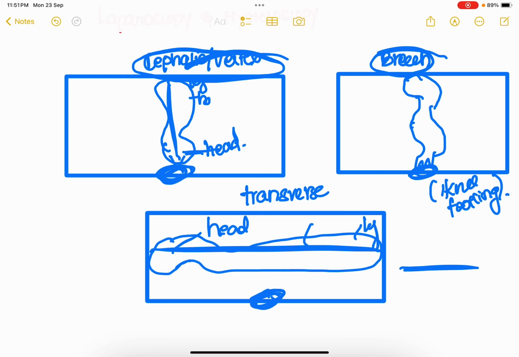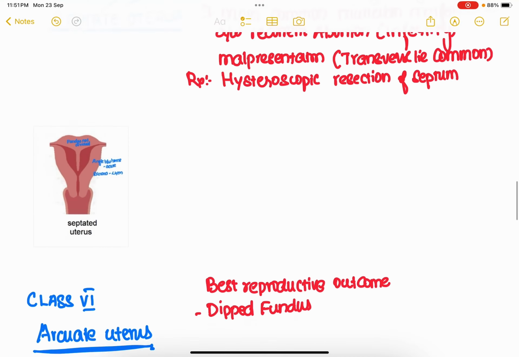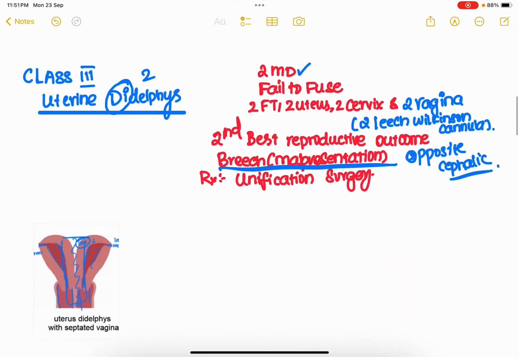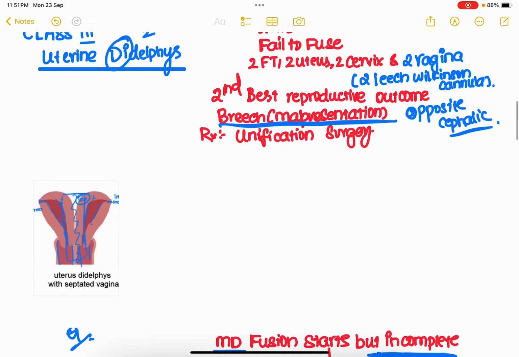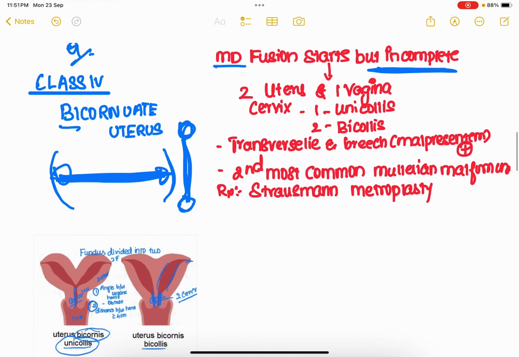In transverse lie, it is also a malpresentation, where the fetus is going to lie in a transverse position, where the head is going to be on one side and the leg is going to be on the other side. Is that clear? So in uterine didelphys, the most common malpresentation is going to be the breech presentation. Since 2 separate uterine cavities are present, breech could be the most common malpresentation in uterine didelphys.